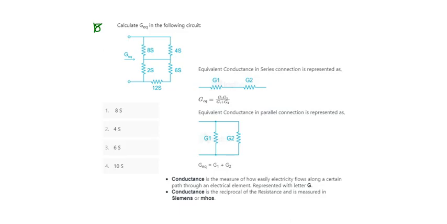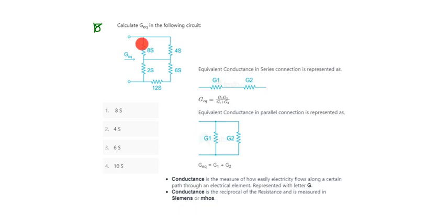What is G? G is the conductance, the reciprocal of resistance, measured in mho or Siemens. Equivalent conductance in series is G1 G2 divided by G1 plus G2, because conductance is the reciprocal of resistance. So where resistors in parallel are added, conductances in series are inversely added.